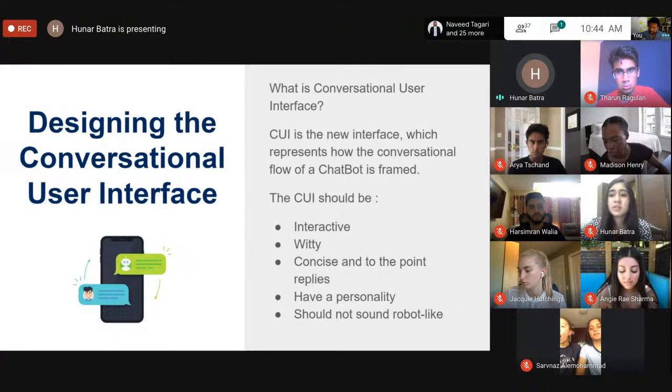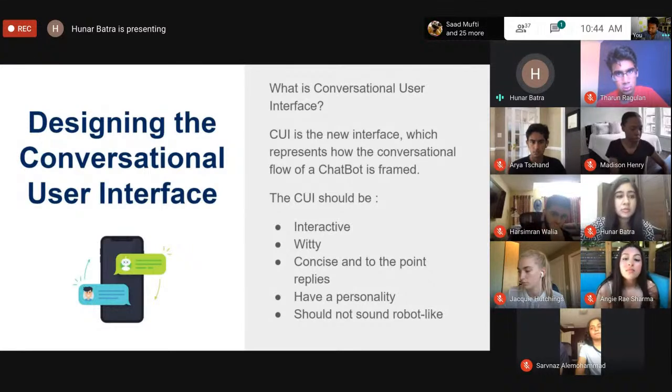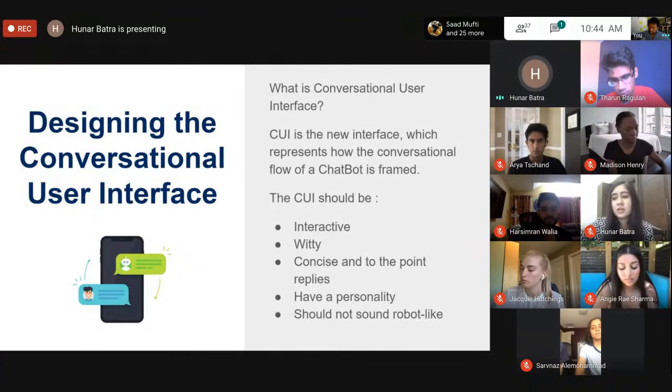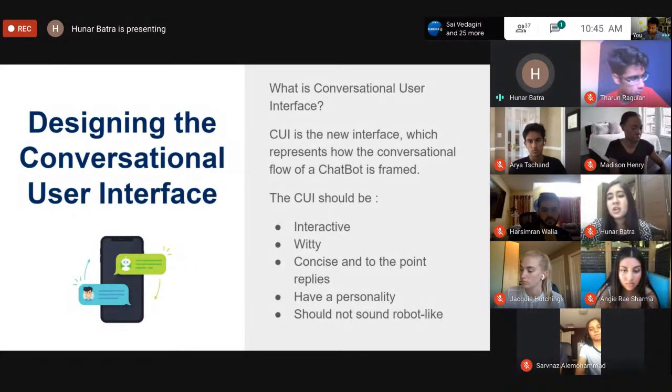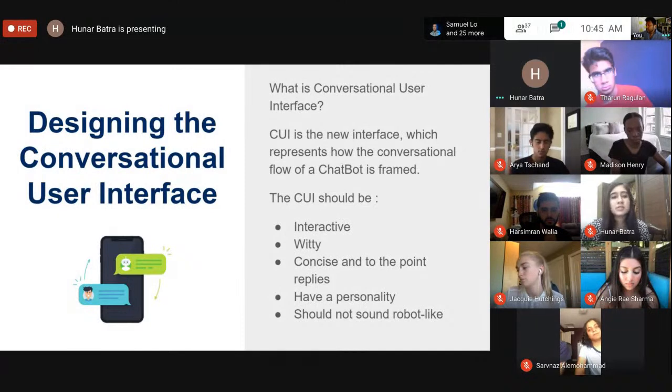So this conversational user interface should also be interactive. You should add a personal touch to the messages that you're creating. Maybe some of the messages could be witty, etc. And also try to keep the messages concise and to the point. It shouldn't be a huge paragraph that you return when a user sends a query. It should be more like a conversation.